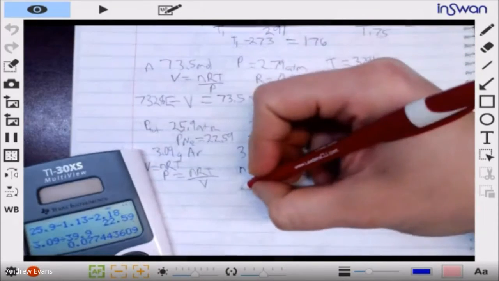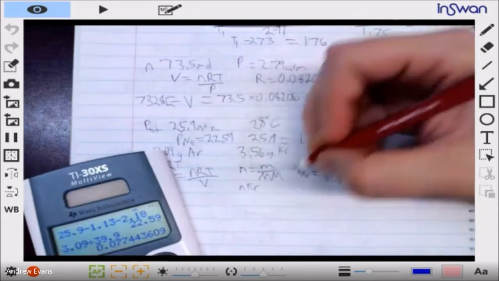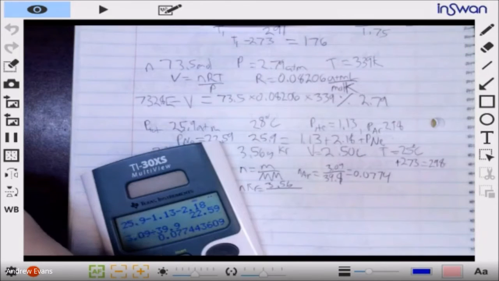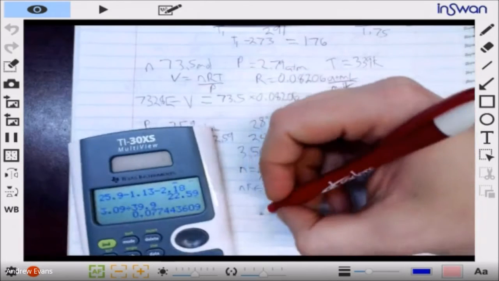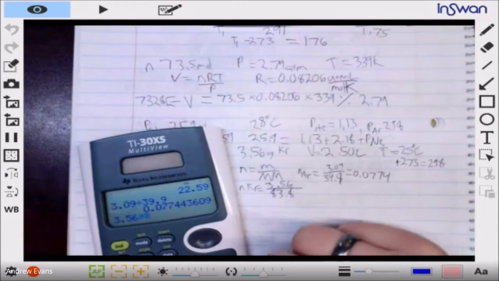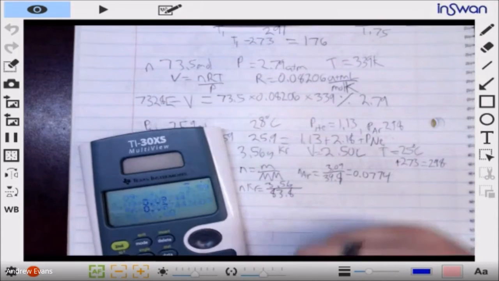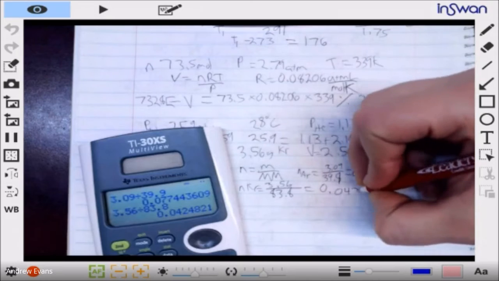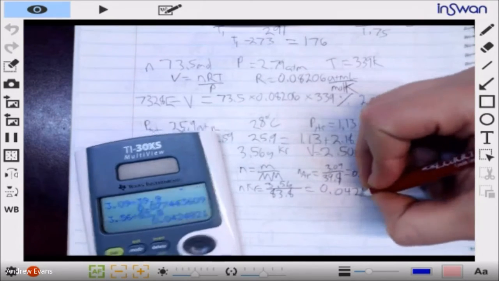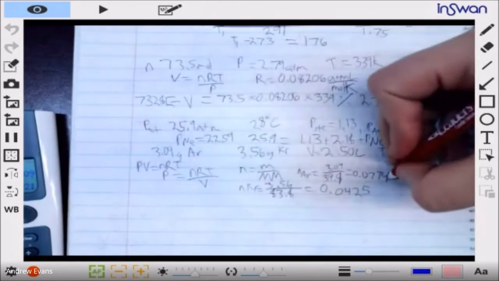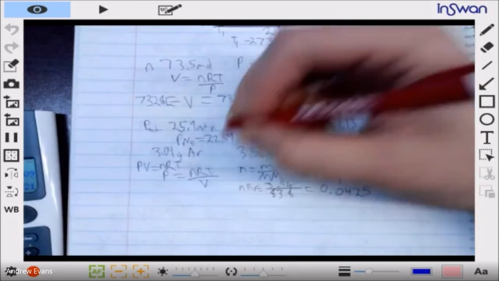And the moles of krypton is 3.56 divided by the molar mass of krypton, which is 83.8. That's going to be 0.0425. Now, to get the individual pressures, we're just going to say our moles times R times T over V.